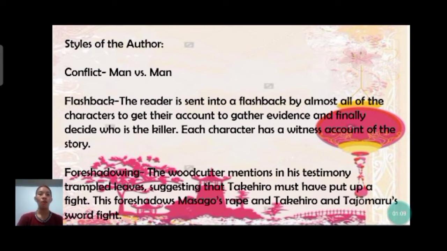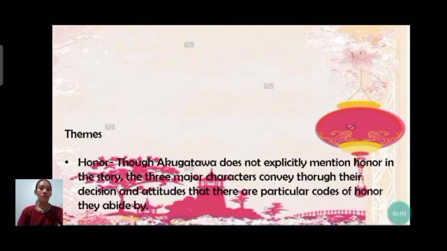Next is foreshadowing. The woodcutter mentions in his testimony the trampled leaves. This suggests that Takahiro must have put up a fight. So, this foreshadows Masago's rape and Takahiro and Tajumaro's sword fight. So next are the themes.